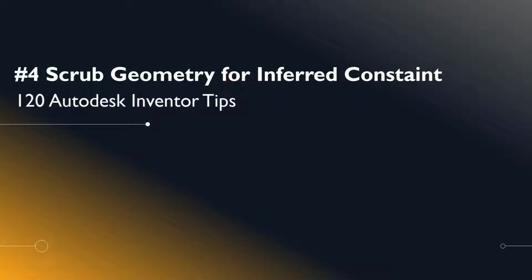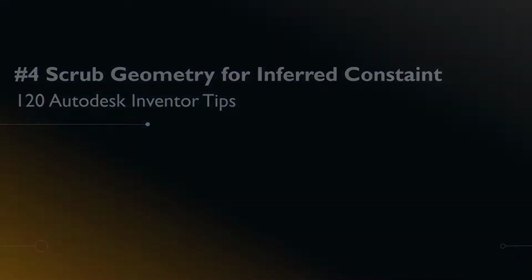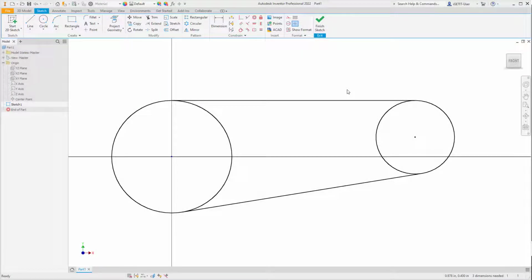In this series, we'll be looking at 120 Autodesk Inventor tips. Number 4. Scrub geometry for inferred constraint.